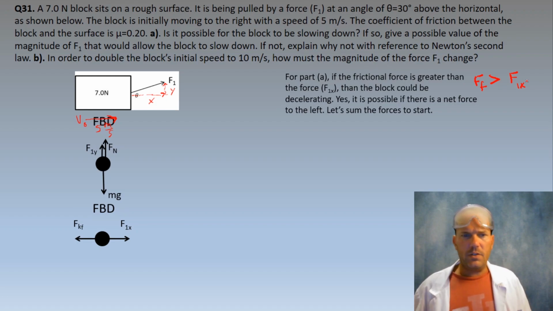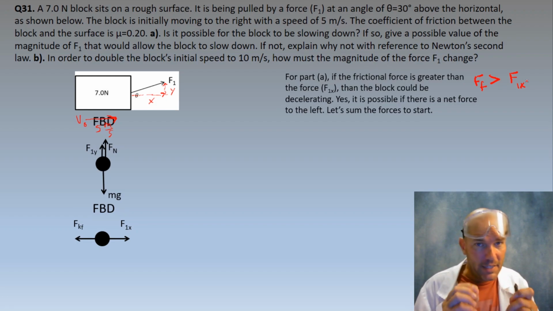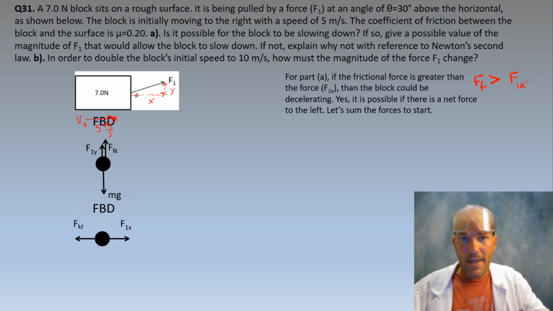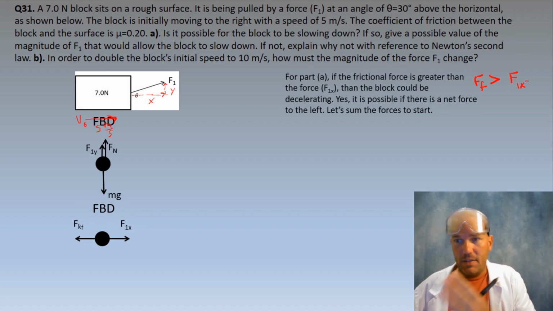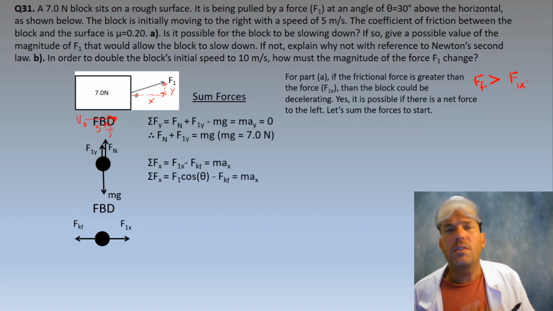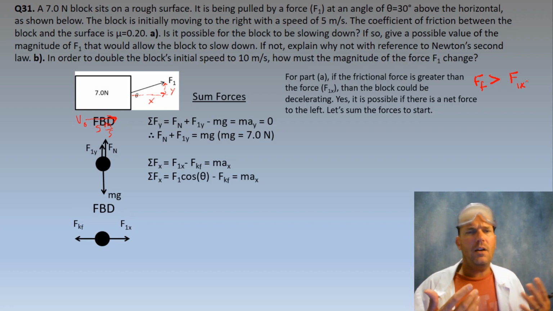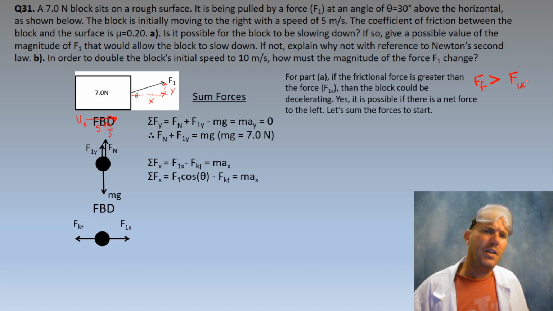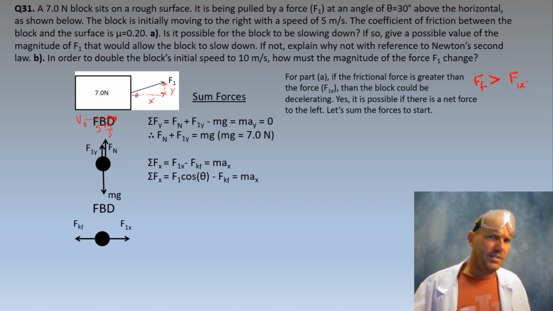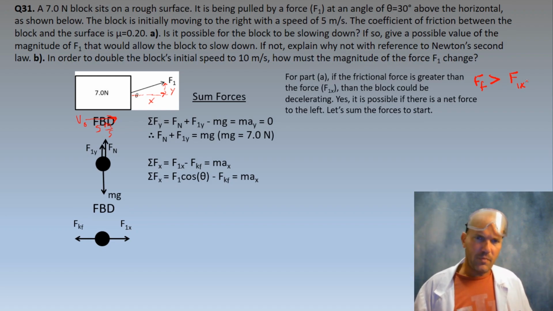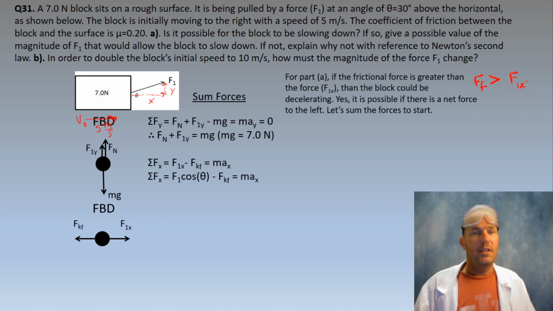All we've shown here is that the force of friction is greater than that force to the right, which again is not the entire force 1. It's force 1 multiplied by cosine theta to give us that x direction. So let's sum the forces and actually look at this. If we look at our vertical component first, force of normal plus the vertical force, which we'll get using sine, is equal to mass times gravity.